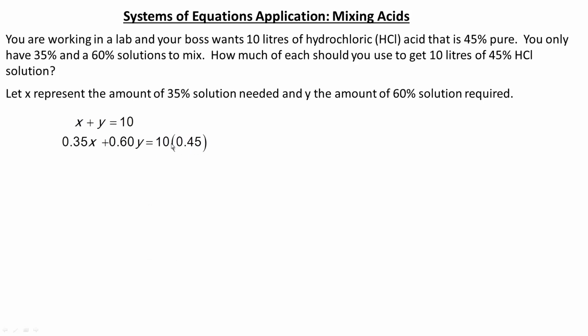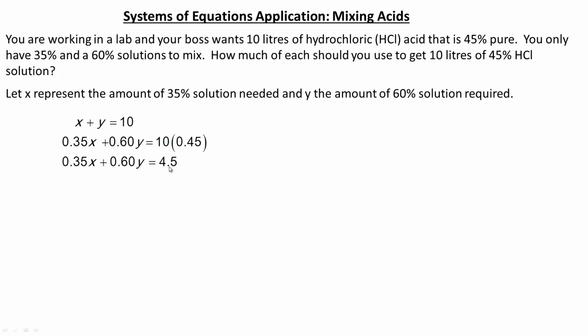Now, this equation is almost done. We should simplify this. 10 times 0.45 is 4.5. So that's the acid equation. It tells how much acid you're putting in from these two parts you're mixing. It should equal the amount of pure acid you're getting out of the mixture. So those are the two equations: X plus Y equals 10, and this one here.